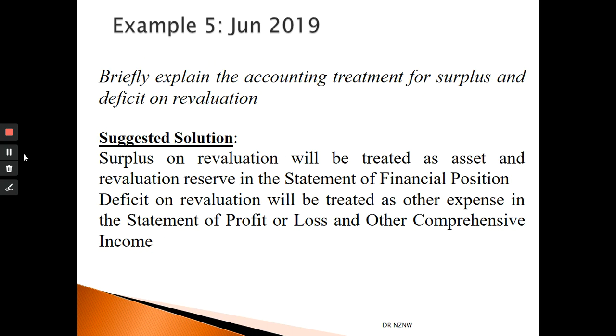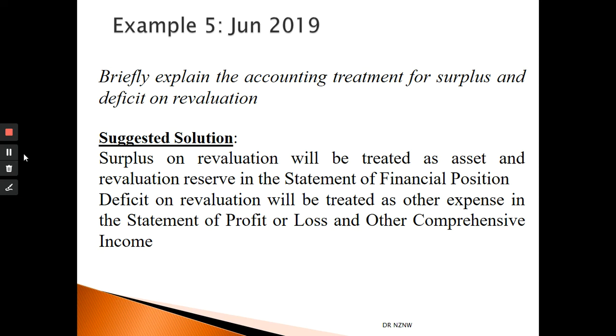Okay, so if you read the question closely, the question asks you the theory part first, where the question asks you to briefly explain the accounting treatment for surplus and deficit on revaluation. So focusing on surplus or deficit, your question is asking the general knowledge on revaluation. So yours should be an explanation on how you treat surplus and also deficit. I will give you just a solution that you can use in answering similar questions.